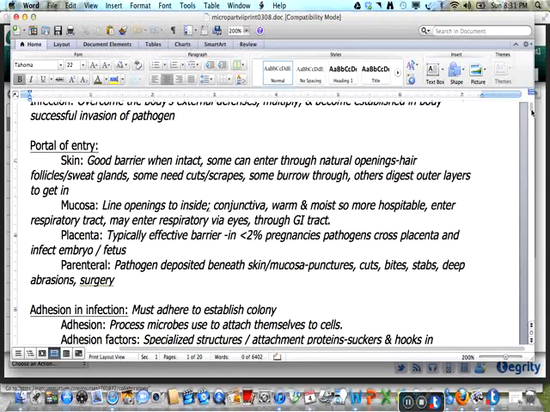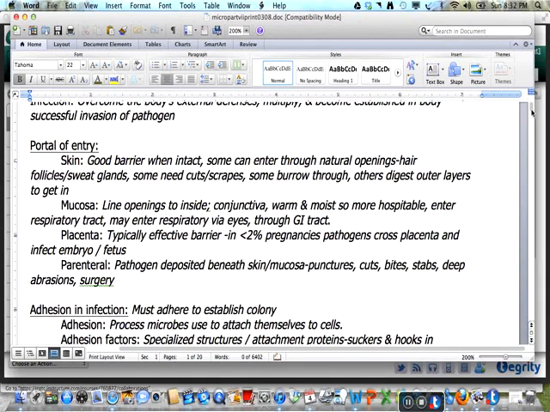Microbes need a portal of entry into the body. The skin provides a good barrier when it is intact. Some organisms are able to enter through natural openings like hair follicles or sweat glands, while others need cuts or scrapes to enter. Some organisms can actually burrow through the skin, and others can digest the outer layers to get in. The mucosa line body openings open to the outside world, such as the mouth and the conjunctiva. These surfaces are warm and moist, so they are more hospitable.